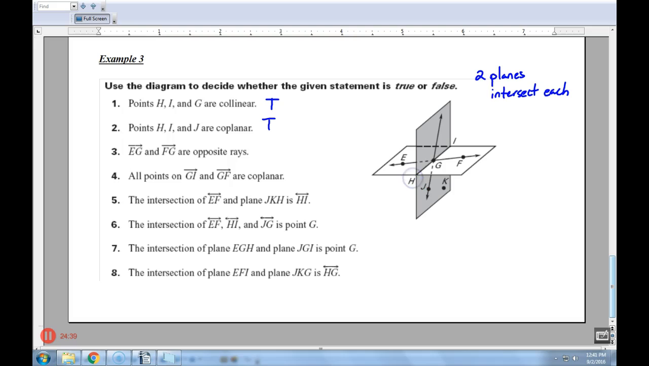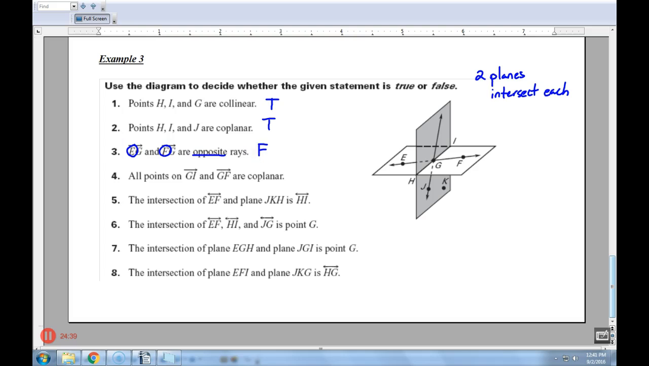Number 3. EG and FG are opposite rays. Well, I'm going to tell you just by looking at these, to be opposite rays, you have to have the same endpoint. This ray has an endpoint of E, this one has an endpoint of F, so I know right now it's false. Those 2 cannot be opposite rays.